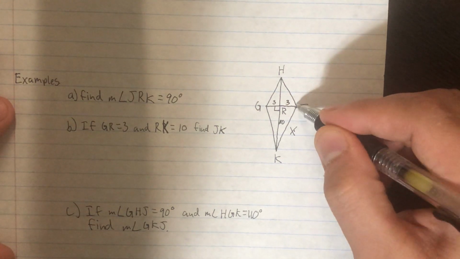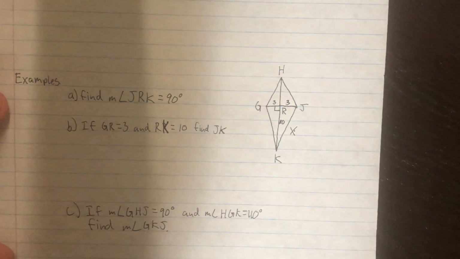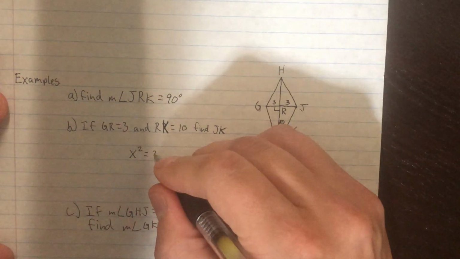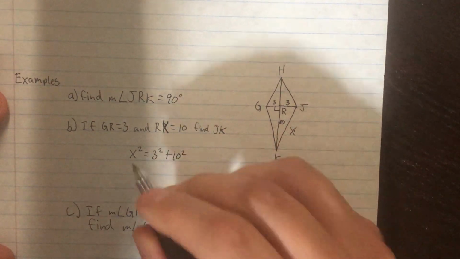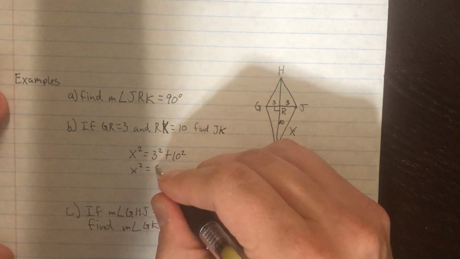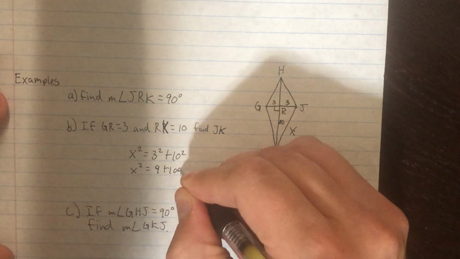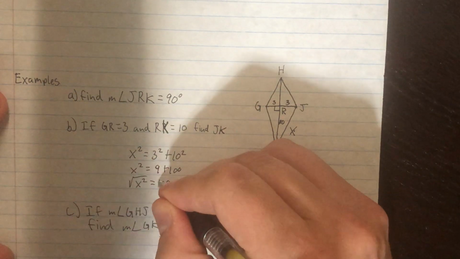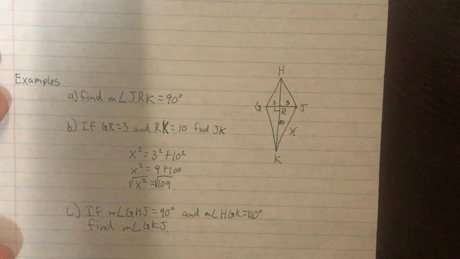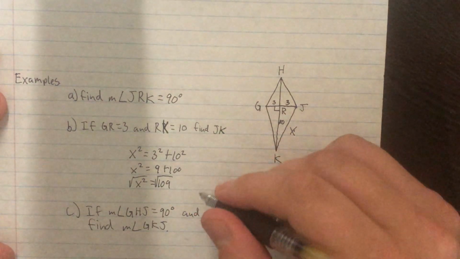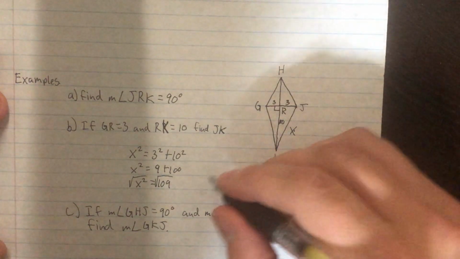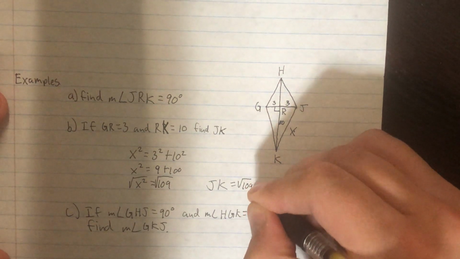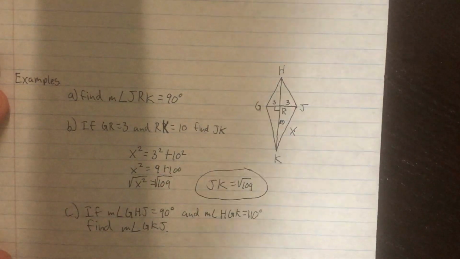To find x, since we have a right triangle, we will use the Pythagorean theorem. X is the hypotenuse, so x squared is equal to 3 squared plus 10 squared. Solving, x squared equals 9 plus 100. X squared equals 109. Take the square root, and we will leave it as x is equal to the square root of 109. If you want to get a decimal, that's fine. So JK is equal to the square root of 109, and we are done.